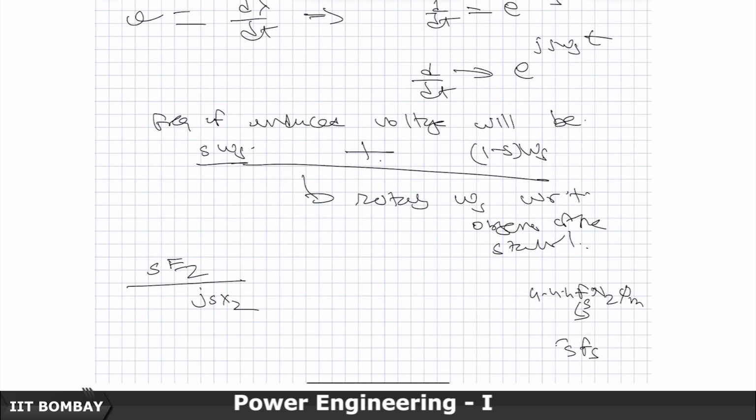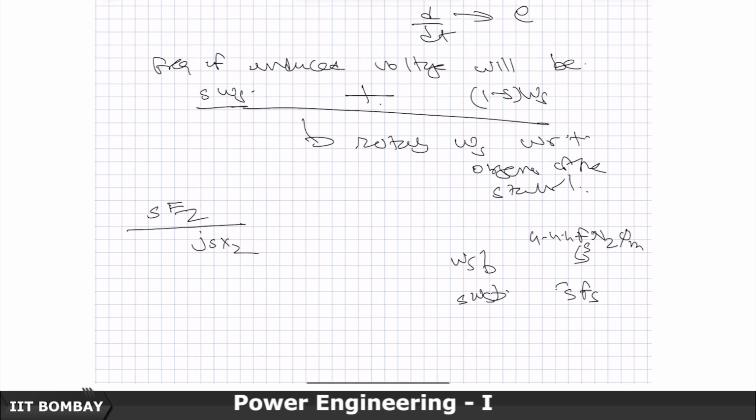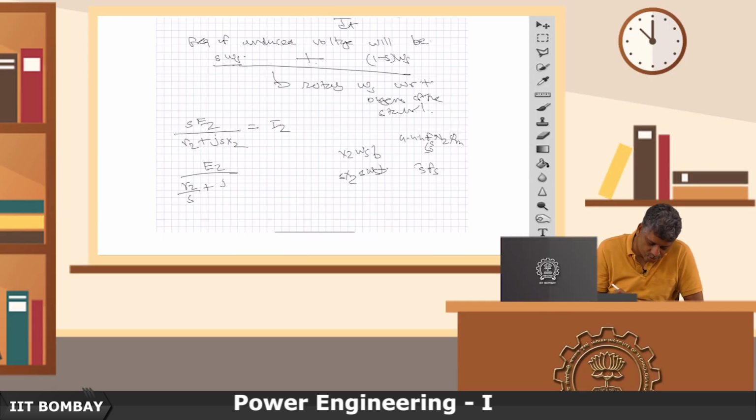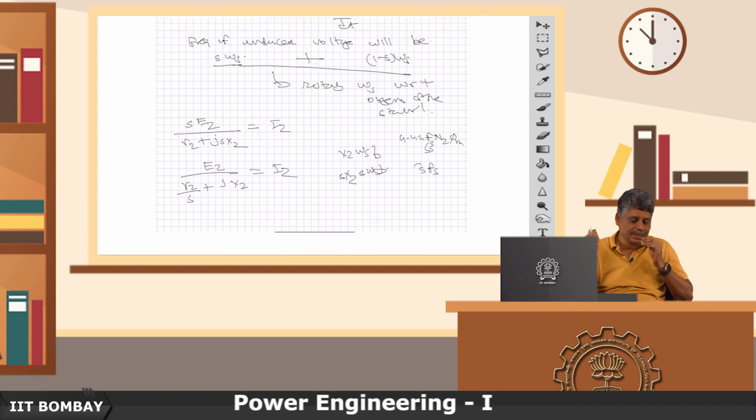Omega has come down from omega s to only S times omega s. So the reactance X2 has also come down to S times X2, and the resistance of the winding remains the same, which is R2. The current I2 I can write as E2 S divided by R2 plus j S X2, which is E2 divided by R2 by S plus j X2.